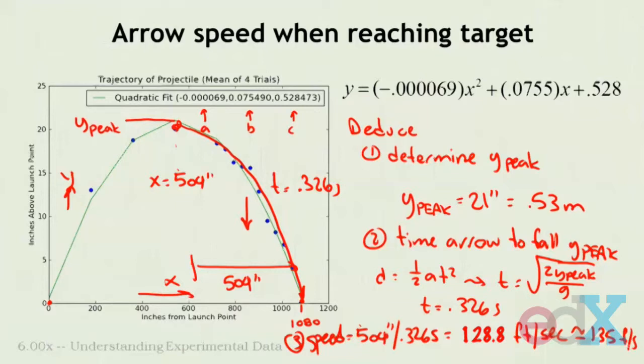So what we've done here is to show that once we have a curve-fitted model, we can derive implications of that model and determine, or predict, some measurements that we didn't actually need to go take.